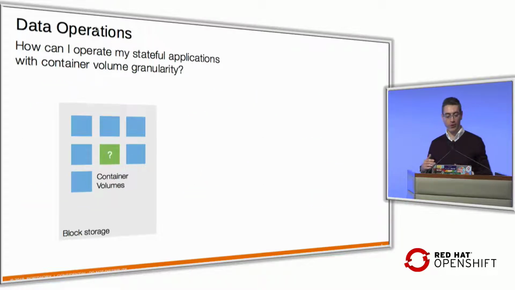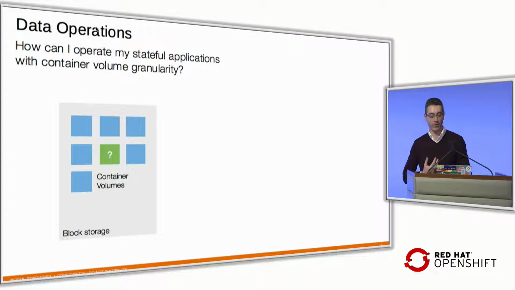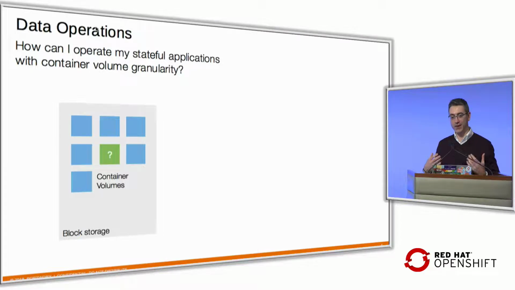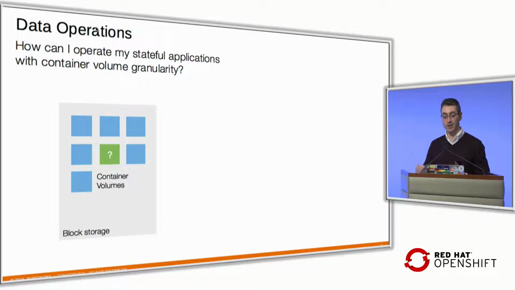Cool, so let me go back to the two points. There are two things we do, right? Data operations and data workflow. Data operations is really addressing this question of how can I operate stateful applications, but do that with container volume granularity. What I mean by that is, you could have potentially a Cassandra ring running across your OpenShift cluster. You could have volumes on different underlying block devices. How do you then take a snapshot with consistency across that whole cluster? You need to be able to do that at exactly the same point in time for every member of that ring. So it's those kind of operations where you need to be able to operate on that container volume level, which is where Portworx comes into play, right?